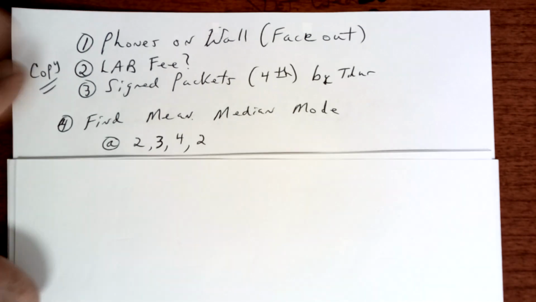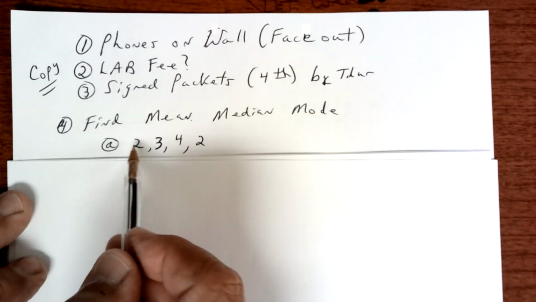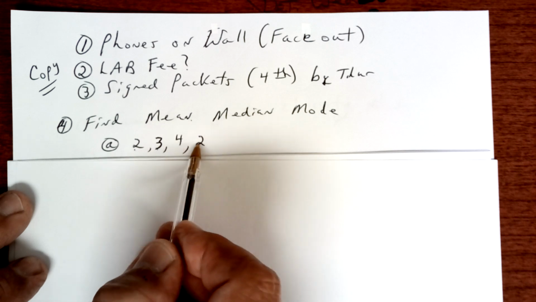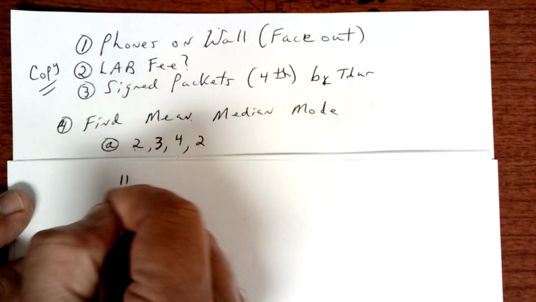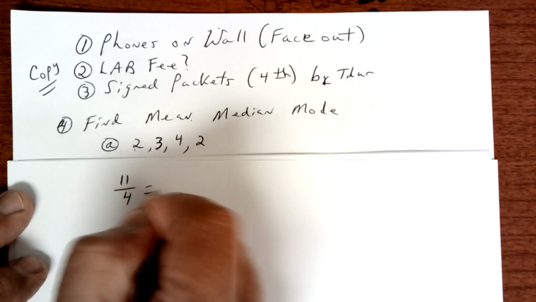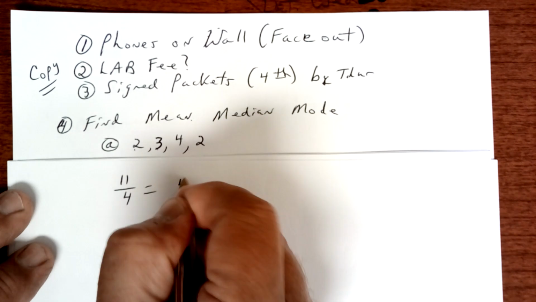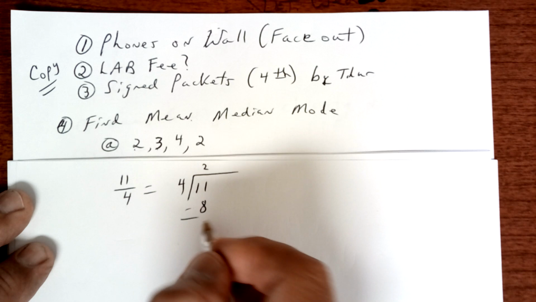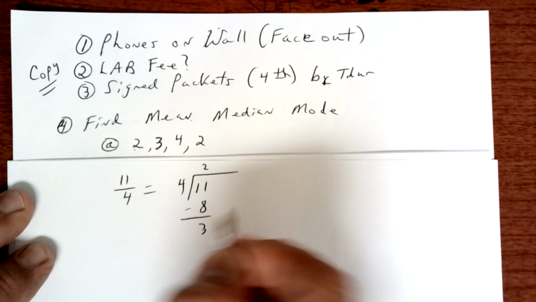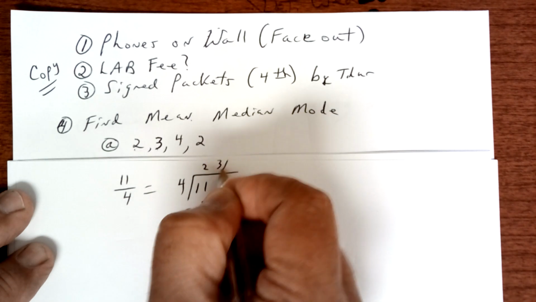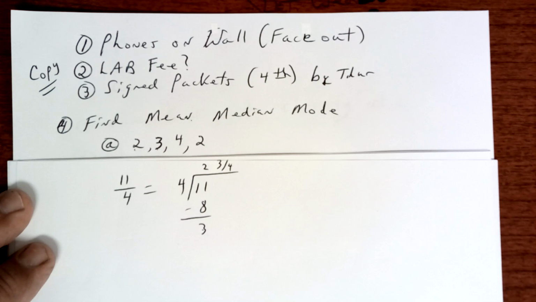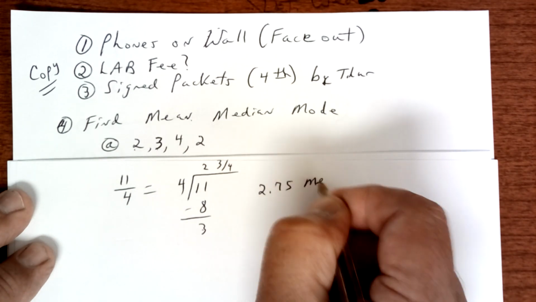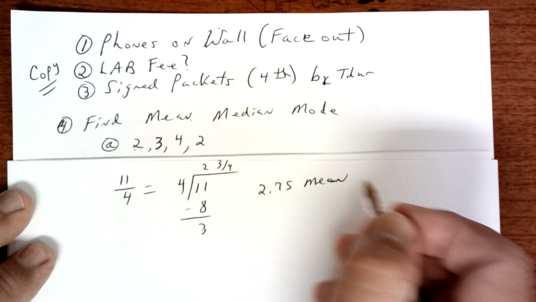Well, you got to add them up. This plus this is 5. This is 6, so the total is 11. And you divide by 4, and you get the mean. So 4 goes into 11 twice, which is 8, and that's going to give you 3 left over. So it's 2 and 3 over 4, or 2.75. That is the mean.